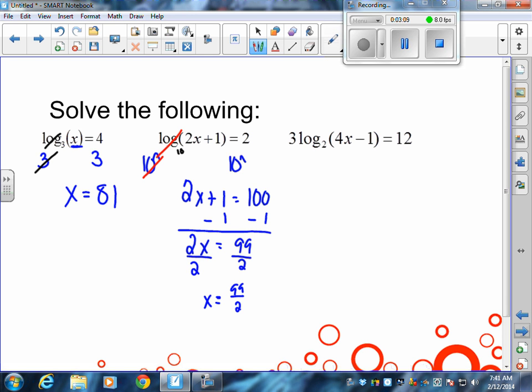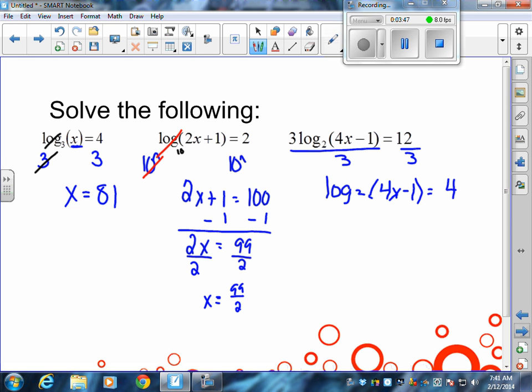Now remember, you will have some of these that you cannot use a calculator for. So let's look at the next one here. We have 3 log base 2 of 4x minus 1. So the first thing I want to do is get rid of this 3. I can't start by going 2 to the, because the 3 is in the way, and you have to have 2 to the log base 2. So the easiest way to do this then is to start by dividing by 3. And that's going to give me log base 2 of 4x minus 1 equals 4.